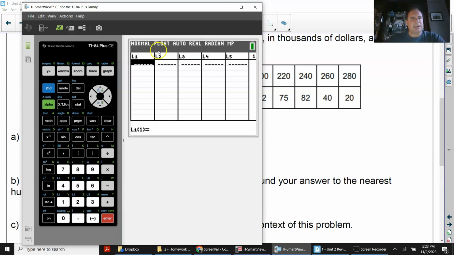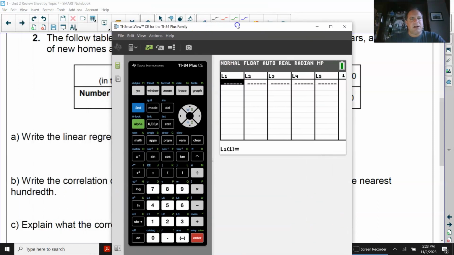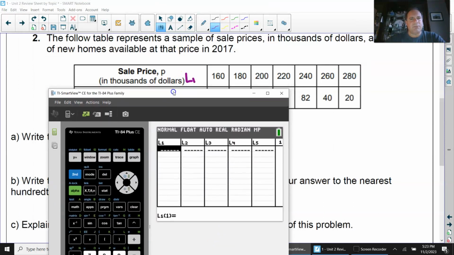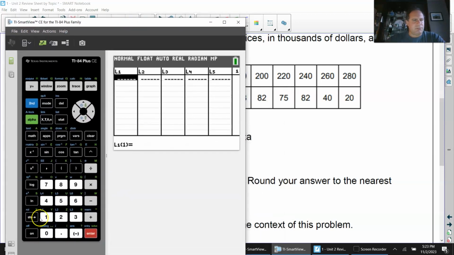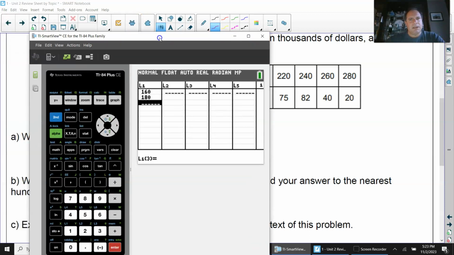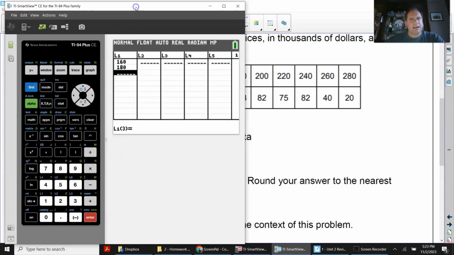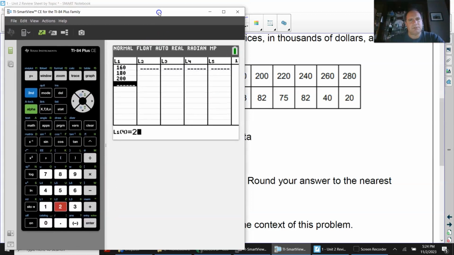Right? So I'm going to put the numbers in the list. L1, I'm going to start with 160, 180, and then 200. 200 twice, right? No, 220.